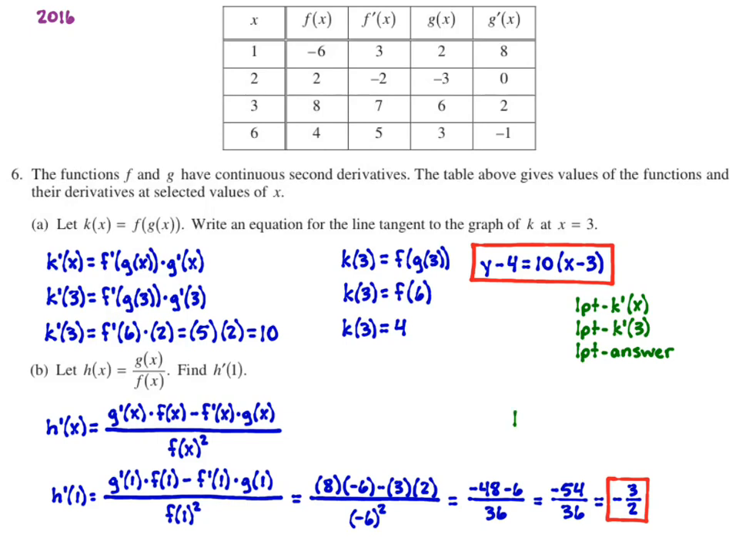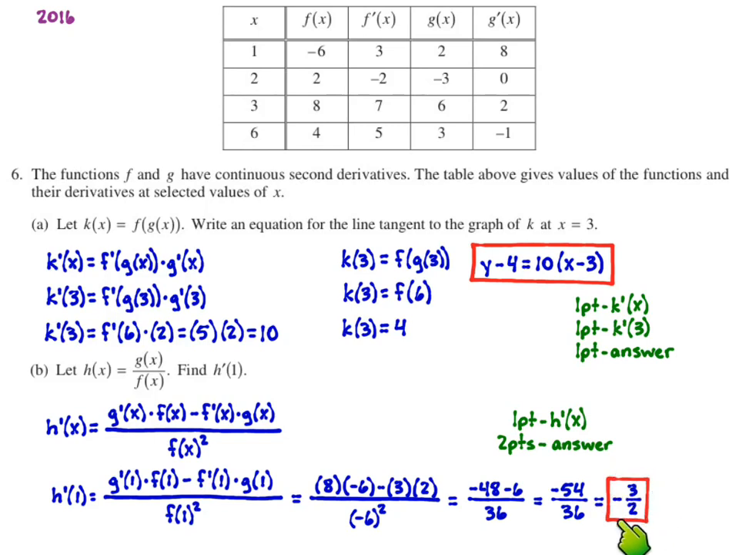Points on this one: you're going to get 1 point for figuring out what h prime of x is, so 1 point for this line here. And then you're going to get 2 points for the correct answer. So knowing that you needed to plug all these values in, and then simplifying it down to negative 3 halves.